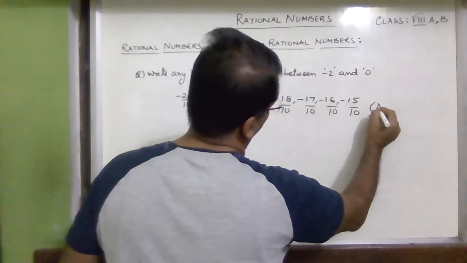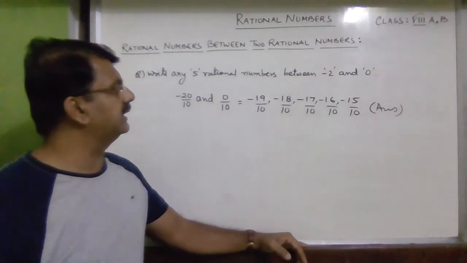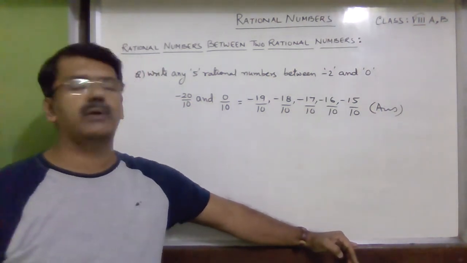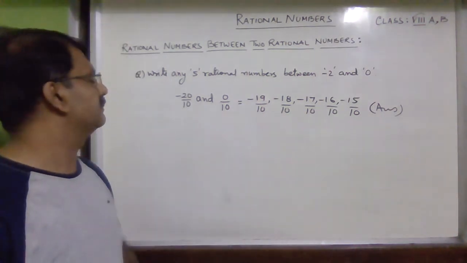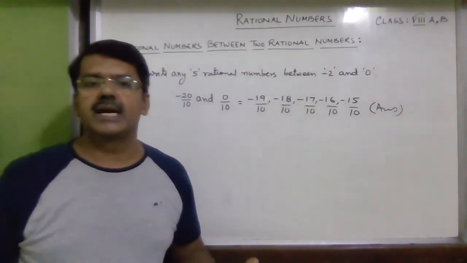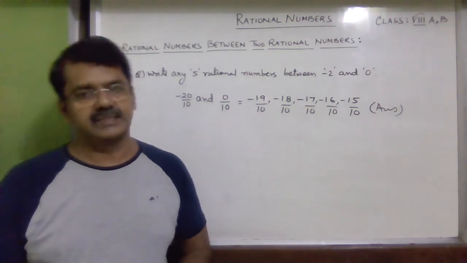And that is your answer. So you can see -19 by 10, -18 by 10, -17 by 10, -16 by 10, -15 by 10. These are the 5 numbers which are definitely rational numbers and they lie between -2 and 0.